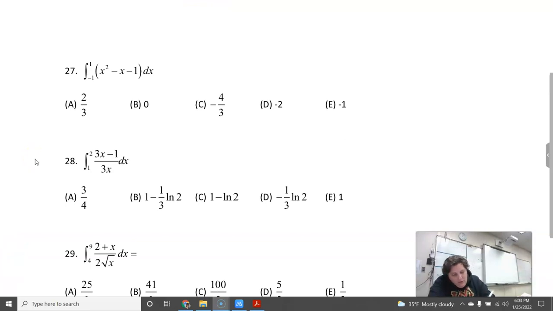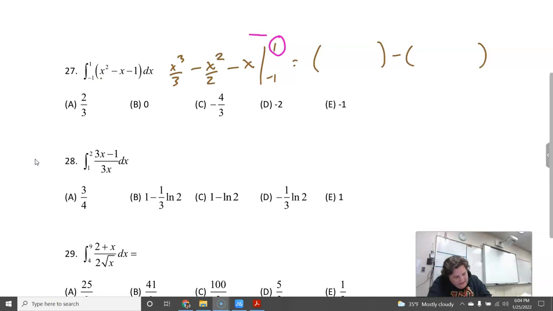Hey, another just normal integral, crazy. That's going to be x to the 3rd over 3, x squared over 2, and x, and I'm evaluating from -1 to 1. I'm going to do top minus bottom. Okay, so check it out.